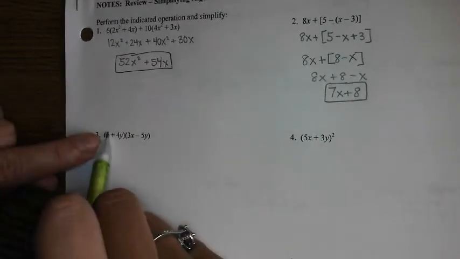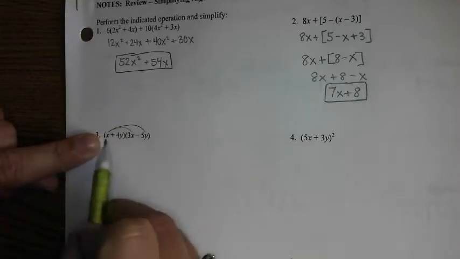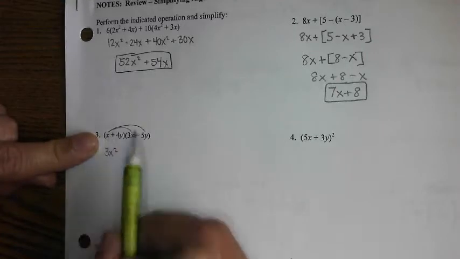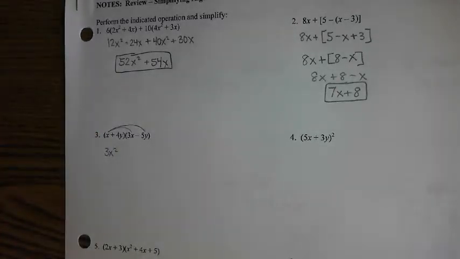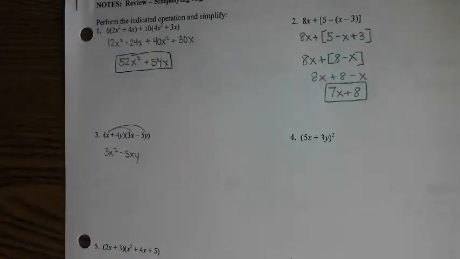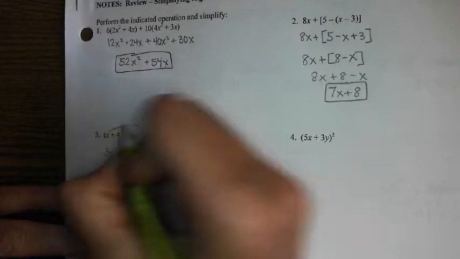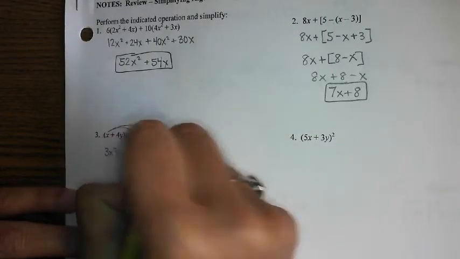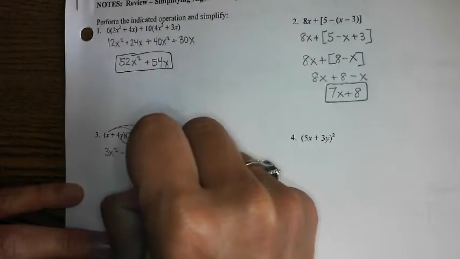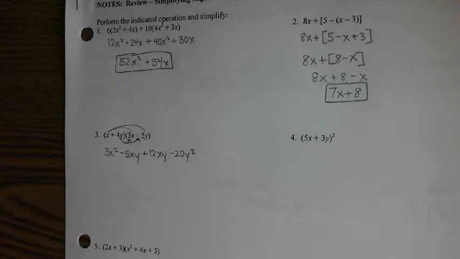So, distribute your x first. X times 3x is what? 3x squared. X times negative 5y. Very good, minus 5xy. We move on and now just distribute the 4y. So 4y times 3x is plus 12xy. And 4y times negative 5y is negative 20y squared. And we just have those middle two terms which can combine. Negative 5 plus 12 puts us at 7 of those.